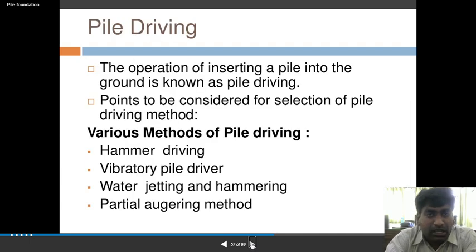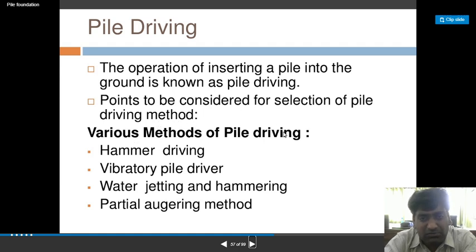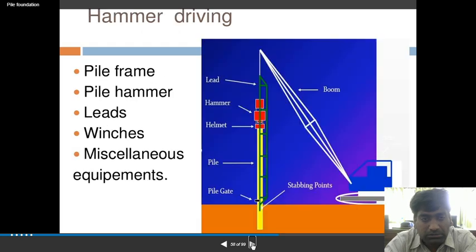Pile driving. The operation of inserting a pile into the ground is known as pile driving. The points to be considered for selection of the pile driving method are considered. Various methods for pile driving are hammer driving, vibratory pile driver, water jetting and hammering, and partial augering method.